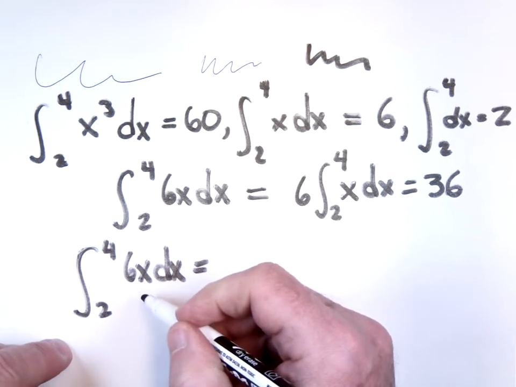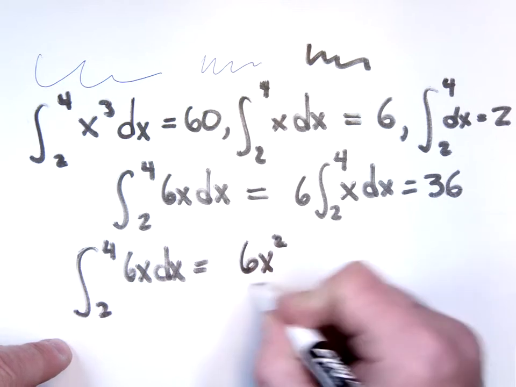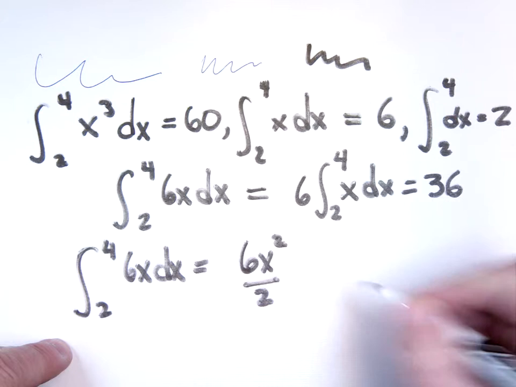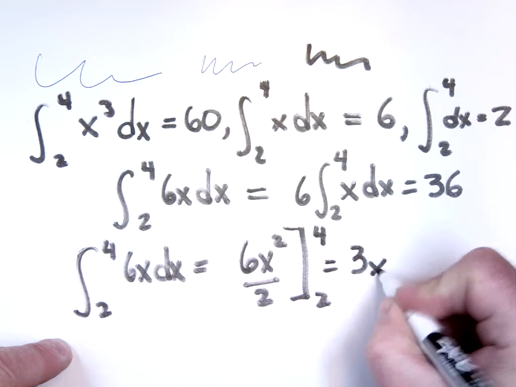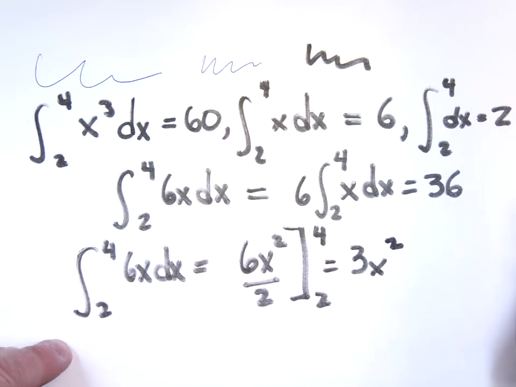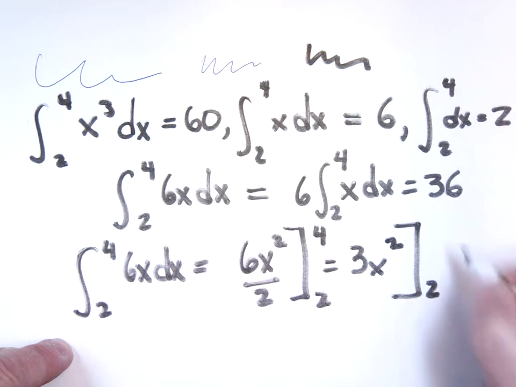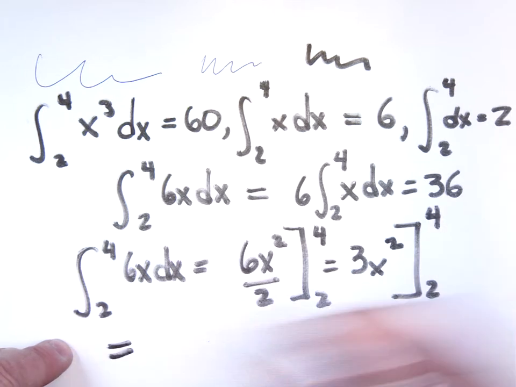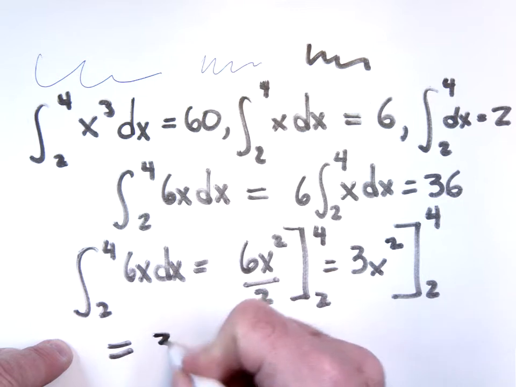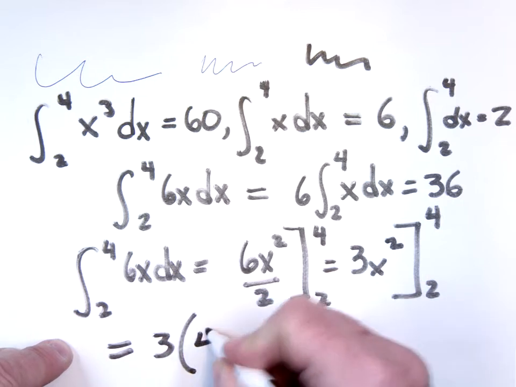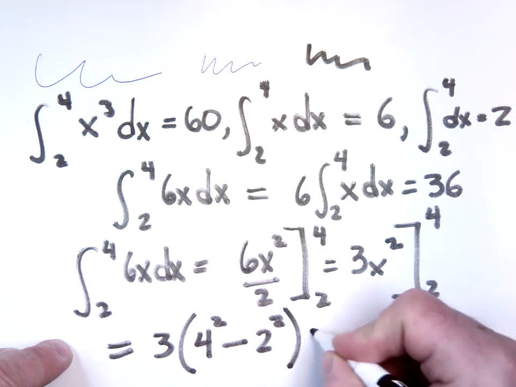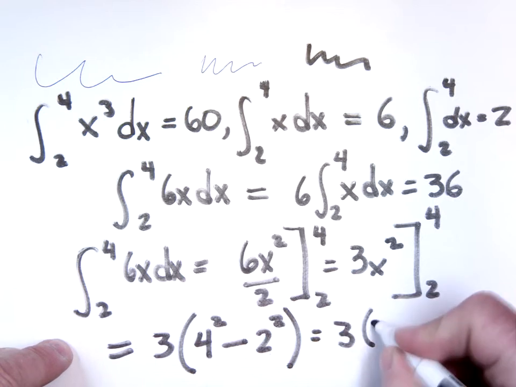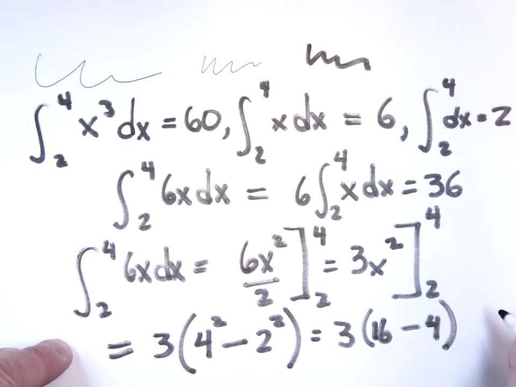Do this definite integral. That's 6x squared over 2, using our rule for x to the n form, from 2 to 4. That's 3x squared, from 2 to 4. What you do here is substitute in the 4 to get 16, 4 squared. Substitute in the 2, 2 squared. And that's equal to 3 times 16 minus 4, 12 times 3, which is also 36.